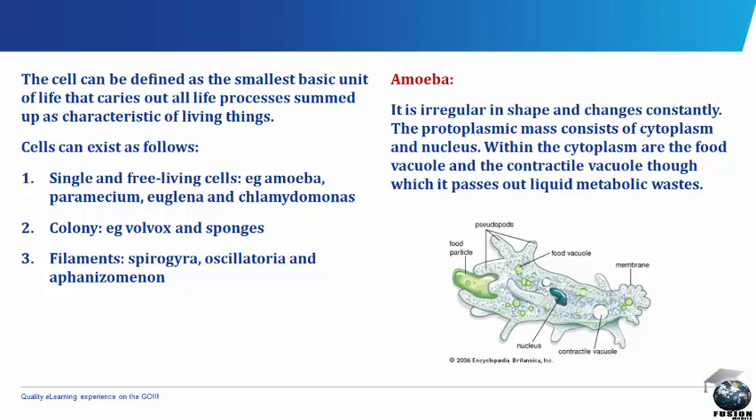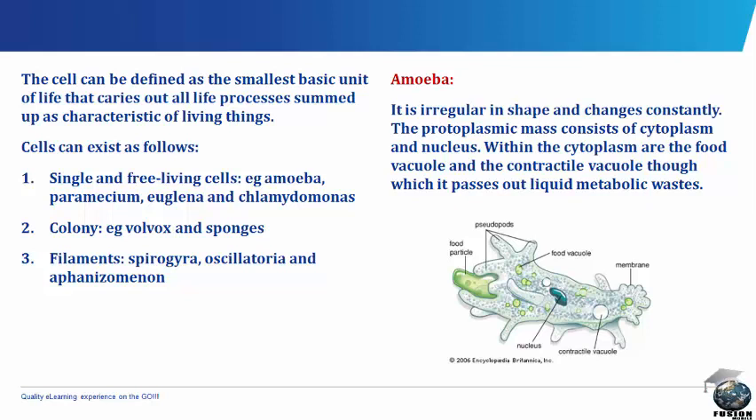Cells can exist as follows: 1. Single and free living cells. Examples: amoeba, paramecium, euglena, and chlamydomonas. 2. Colony. Examples: volvox and sponges. 3. Filaments: Spirogyra, oscillatoria, and aphanizomenon.